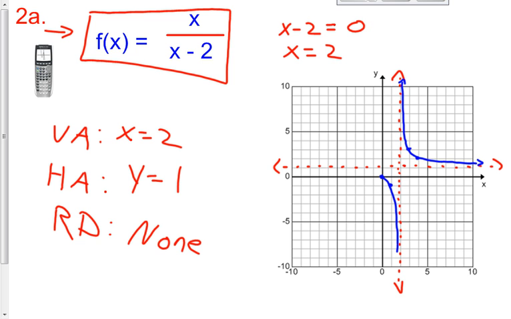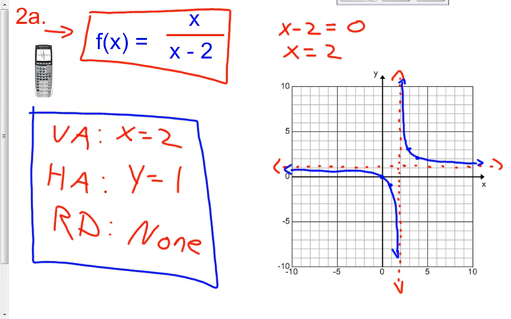They're not going to be perfect. Try as best you can, but that is what I expect from you on these graphs. So just to summarize, I need to see this on your test: vertical asymptotes, horizontal asymptotes, removable discontinuity. I need to see both of the asymptotes in dotted lines. Okay, so make sure you put those in there.